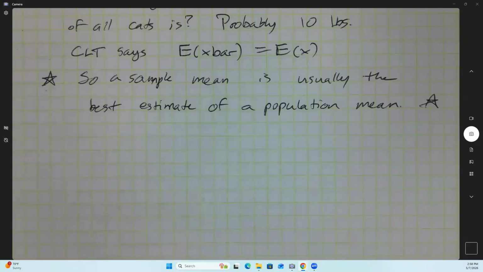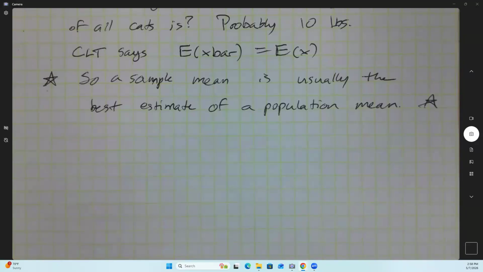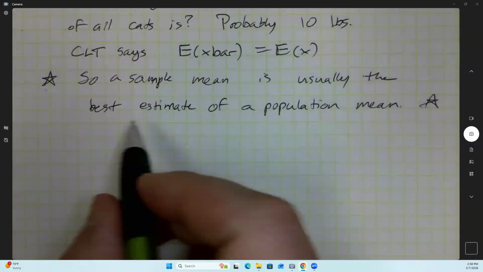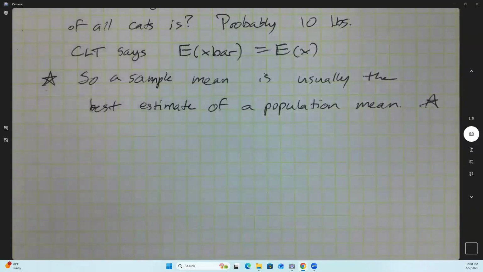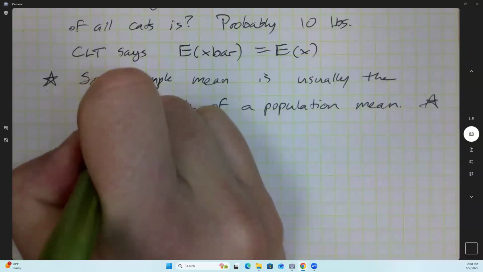Do you think that the average weight of cats is exactly 10 pounds? No. Why not? You never expect to be exactly right in statistics. So I don't think this sample is going to give me a perfect estimate, right? So it's usually the best estimate. I remember what I was going to say, but it's not going to be perfect.